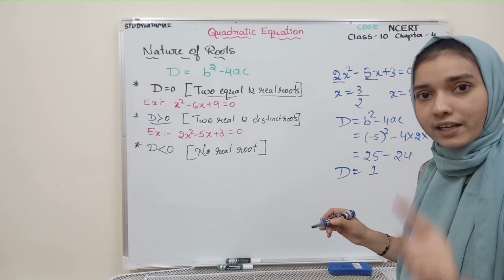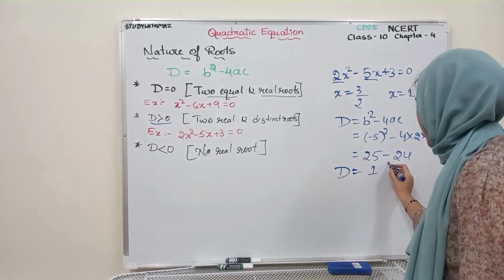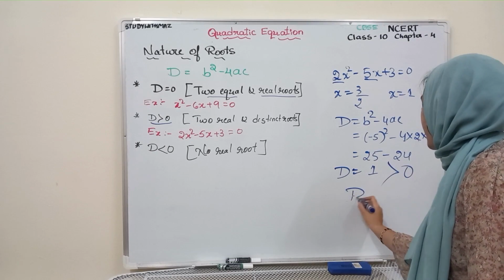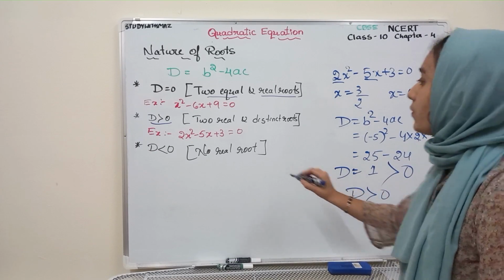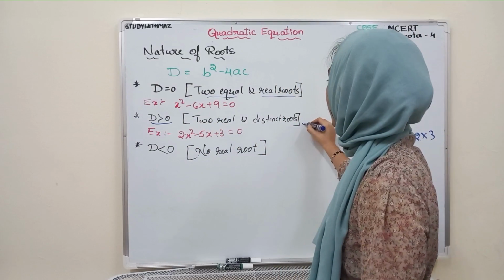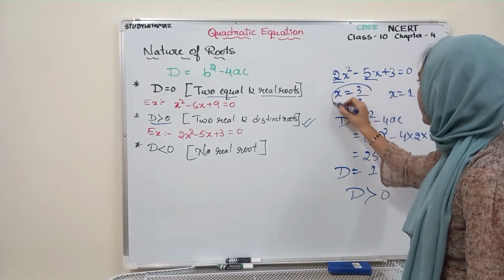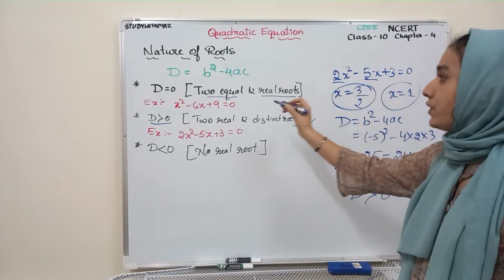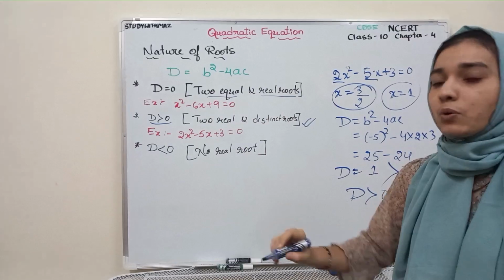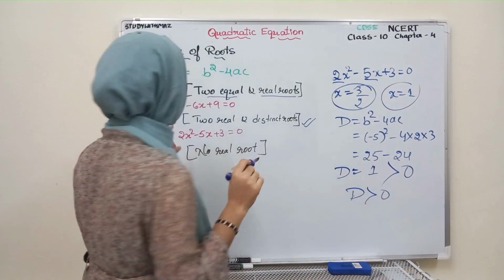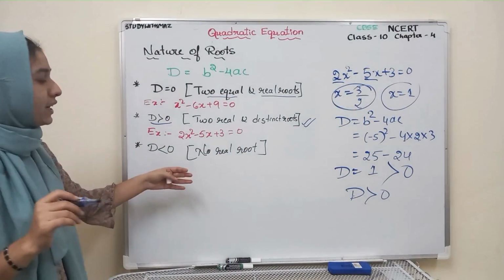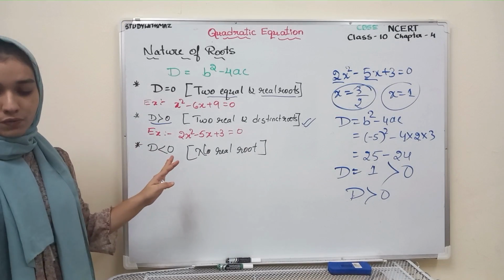1 is greater than 0. Yes, this is greater than 0. It means D is greater than 0. So it satisfied your second condition. If D is greater than 0, you will get 2 different types of roots. If D is equal to 0, you will get same roots. Then if D is lesser than 0, you will get no real roots.